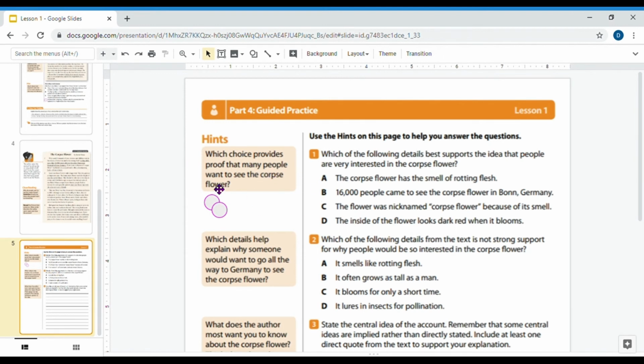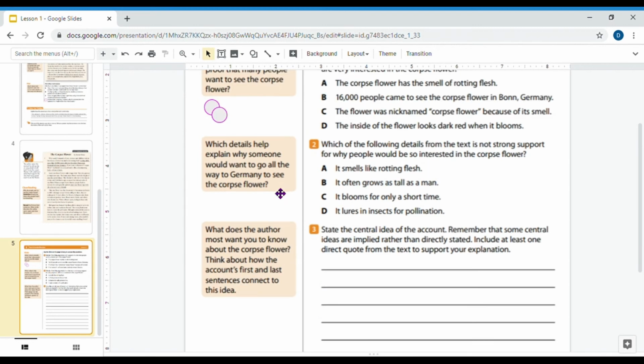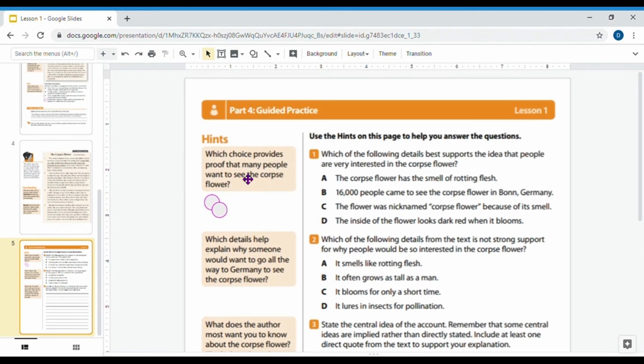So look at this hint. Which choice provides proof that many people want to see the corpse flower? That key word right there is proof. So the proof is going to be, how do I know that many people want to see the corpse flower? Oh, because 16,000 people have already gone to see it.